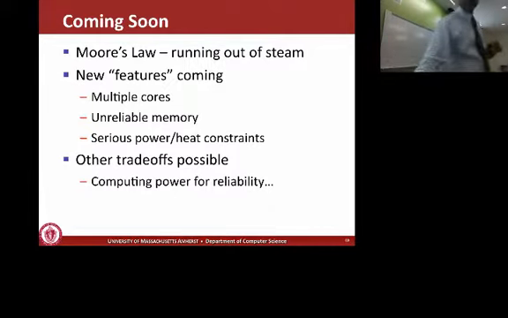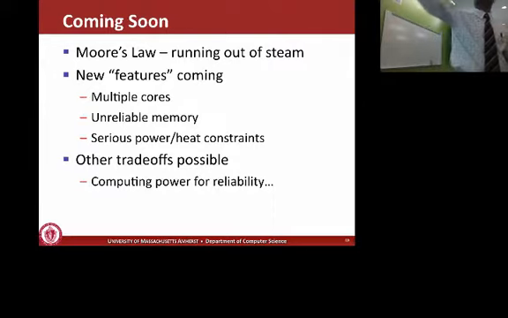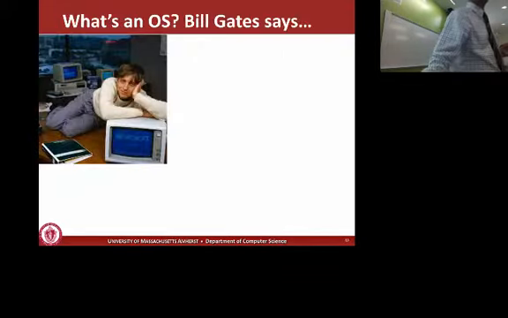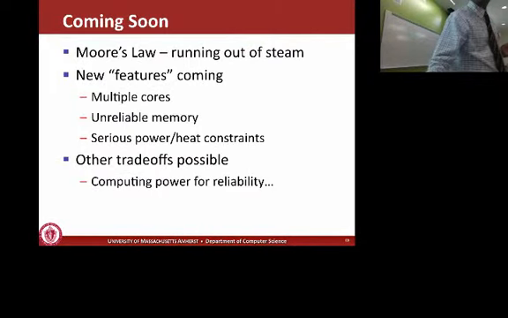Now that doesn't stop technology evolution. You have multiple cores, you have unreliable memory, and heat and power constraints, which we'll look at a little bit, and then there are reliability issues and so on. So there are interesting new technology concepts.